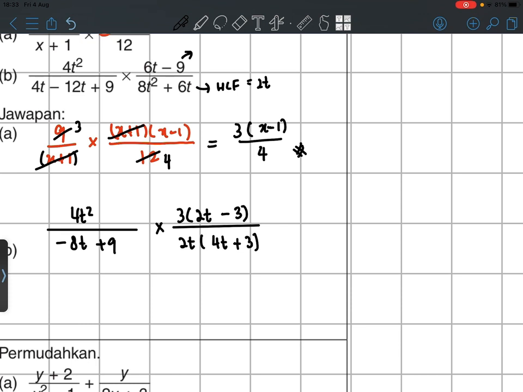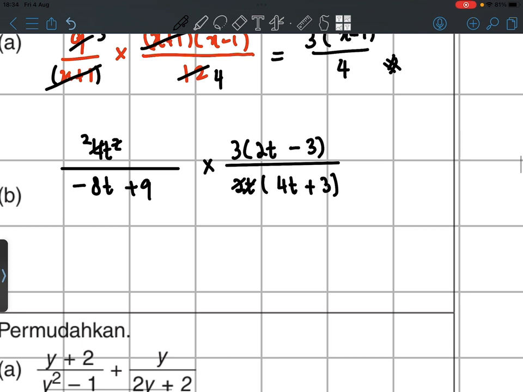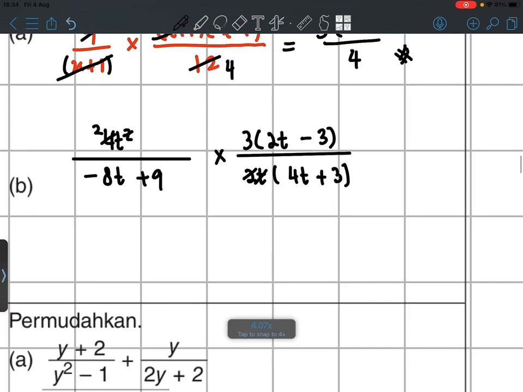Let me see, 4 minus 12. Yeah, I guess it's quite hard. Oh no, because this is multiplication, we can just simplify this. Cancel one of the t over here with this t, and then cancel the 2. You can just directly multiply them. So it is 2t multiplied with the 3, which is 6t.